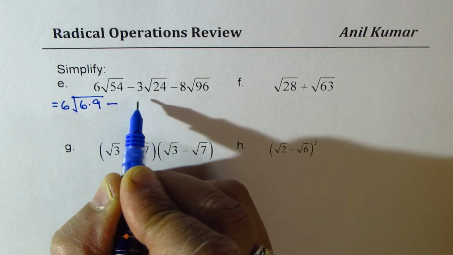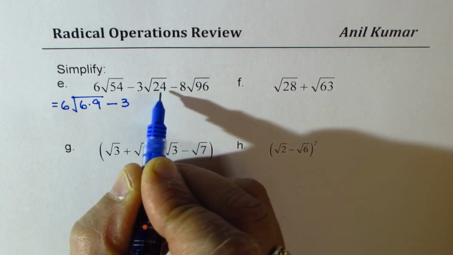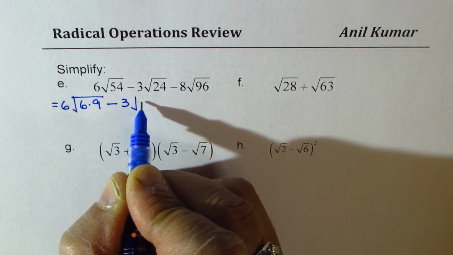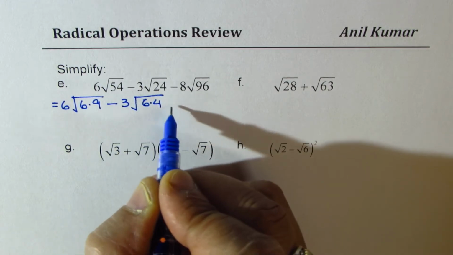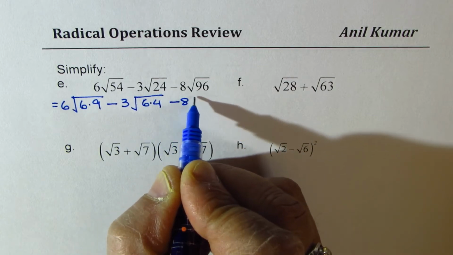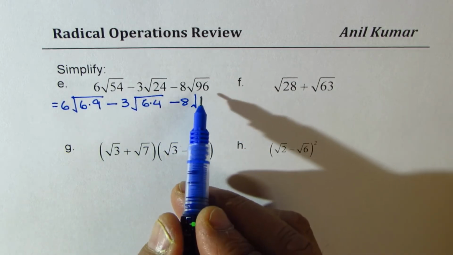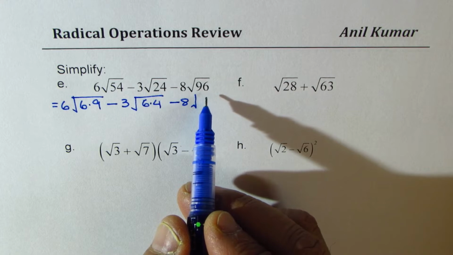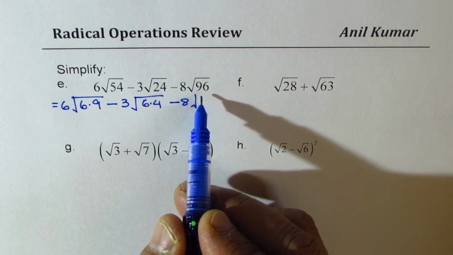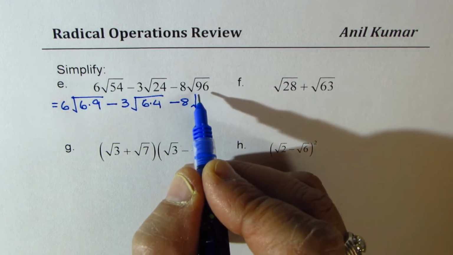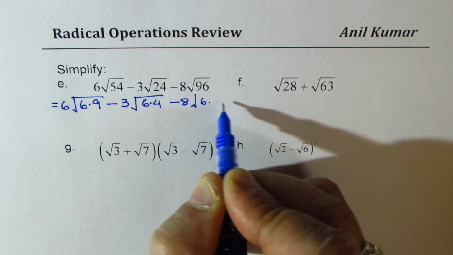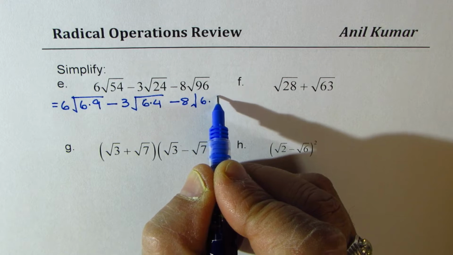24 can be written as 3, it is 3 square root 24. 24 could be written as 6 times 4. 4 is a perfect square. And 96 can be written as 6 times. If I divide 96 by 6, I get 6 times 6.